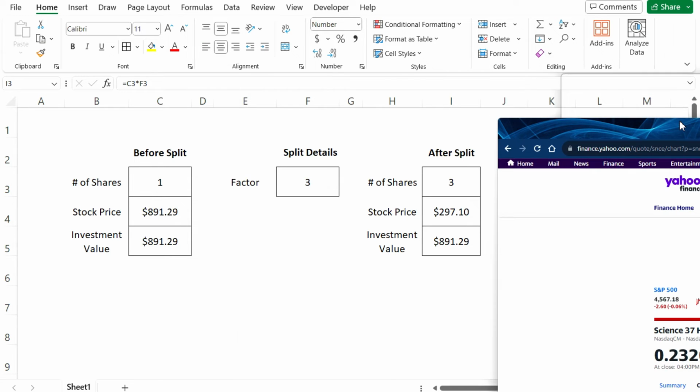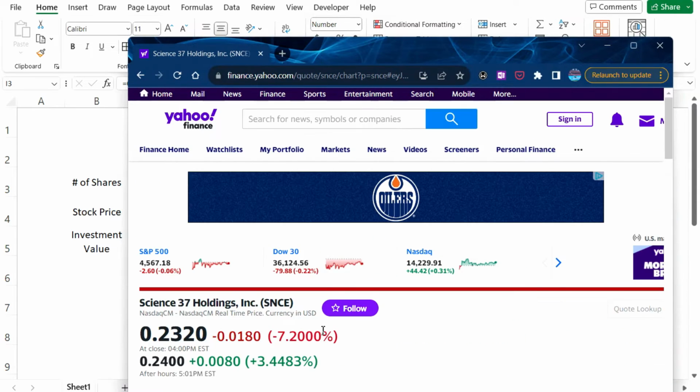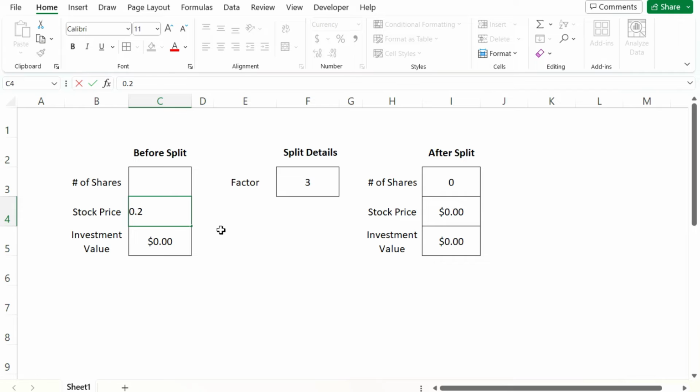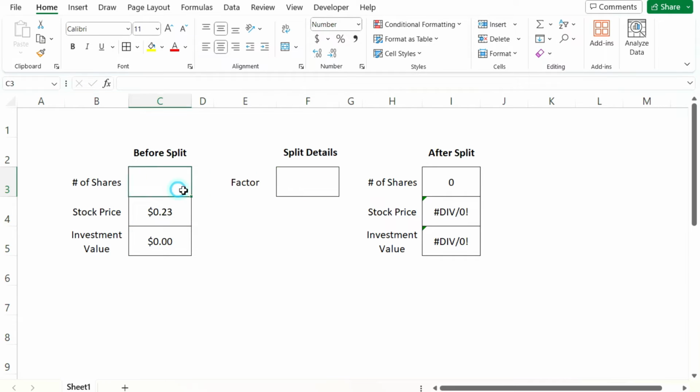If you look at Science 37, its stock is worth 23 cents, 0.232. So now let's clear these values here. Let's say we've got a stock price of 0.232 and we're not doing anything here. We'll just leave that as an error for now. And let's say we own 10,000 shares, because this is a pretty small amount for the stock price. So we've got a $2,300 investment, but we own 10,000 shares of the stock. Now it's doing a 1-for-20 split.